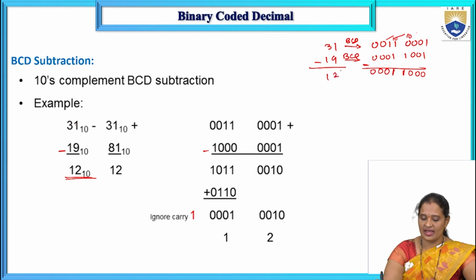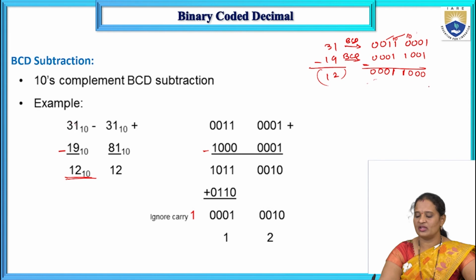It is 12, I have to get. So did I get 12 here? No, it is 8. Okay, it is 8. So that is why if there is a borrow, then we need to subtract 6 from the group. So then what I'll get? 0, 1.